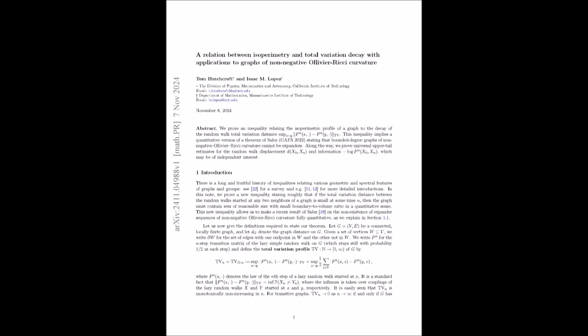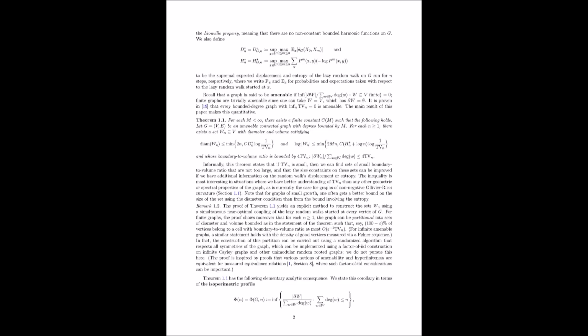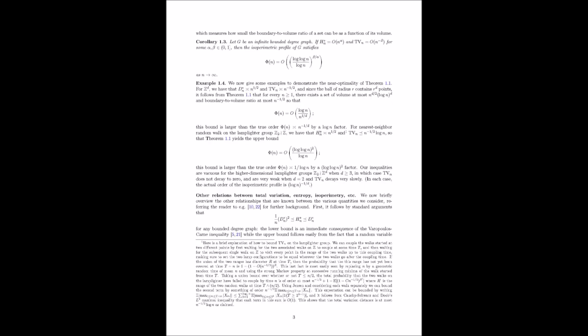Sounds good. All right, so before we jumped into the break, we were really starting to explore how this paper links the decay of TVN, our total variation profile, to the presence of sets with these small boundary to volume ratios. And now it's time to delve into the realm of graphs with non-negative Ollivier-Ricci curvature. This is where this paper really shines. Ollivier-Ricci curvature on graphs. That sounds kind of intimidating. Can you give us a quick refresher?